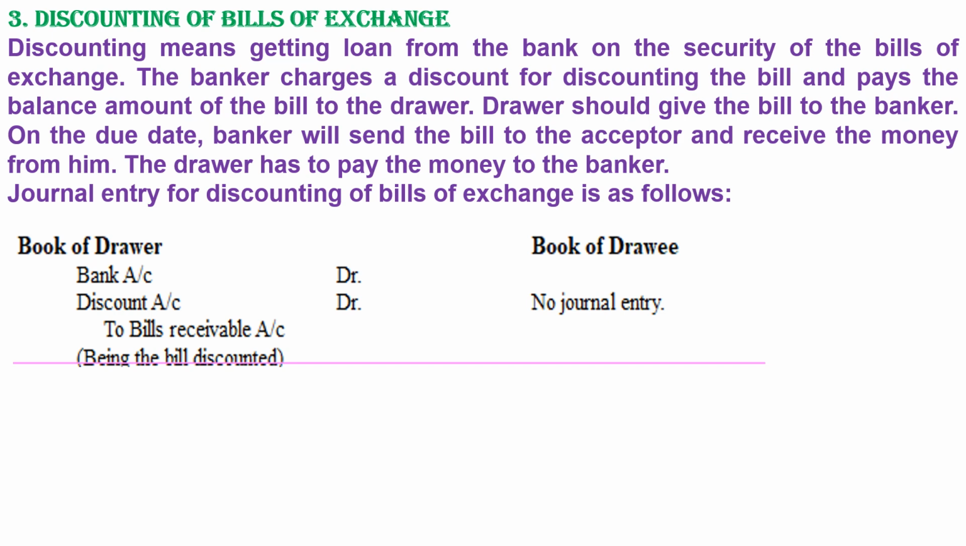Book of drawer: bank account debtor, discount account debtor, to bills receivable account, being the bill discounted. No journal entry is passed in the book of drawee.